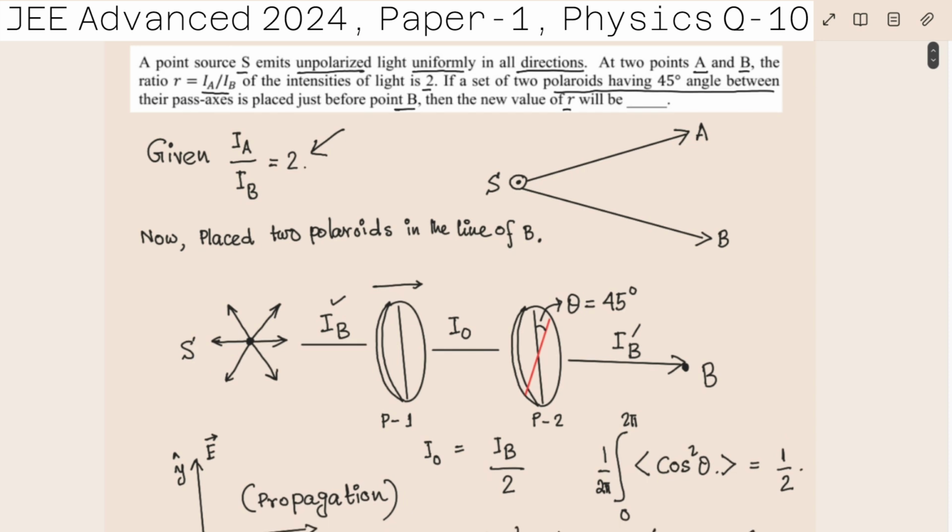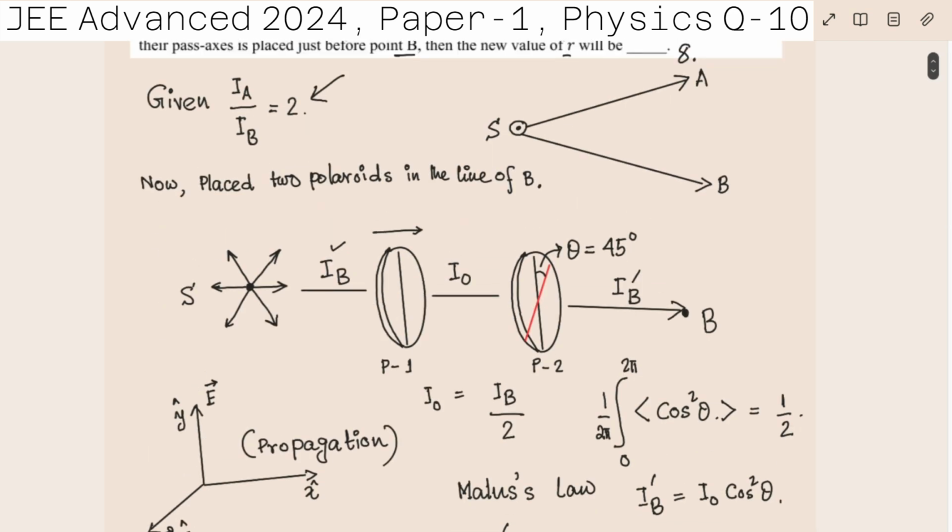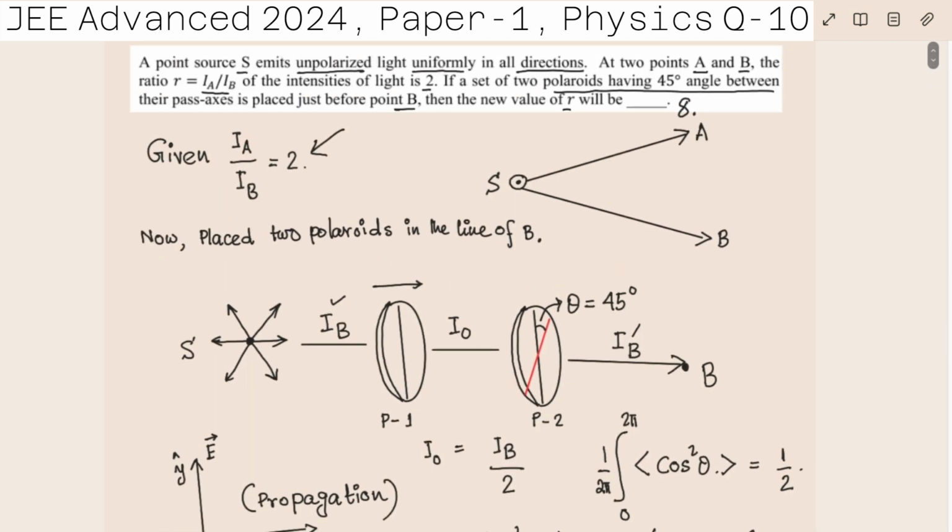So the final answer would be like 8. Okay, so that's it. So that's the question. So now let's understand a few points from this question.